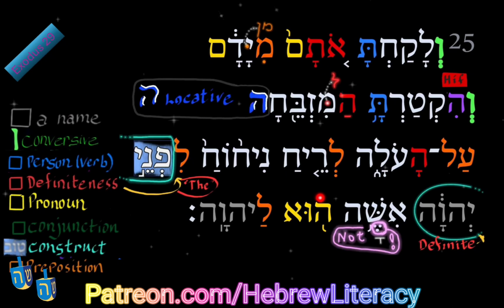Hu, hey vav aleph, is it. Ladonai, to the Lord, all big letters, Lord, or to Hashem, lashem, to the name. All right, I'll read through one more time. Do your best to understand, and then we'll be done.